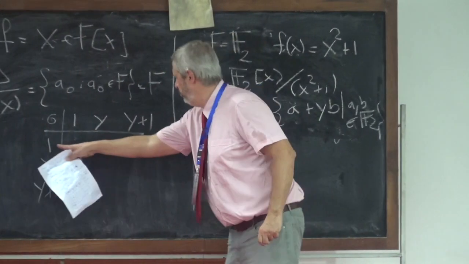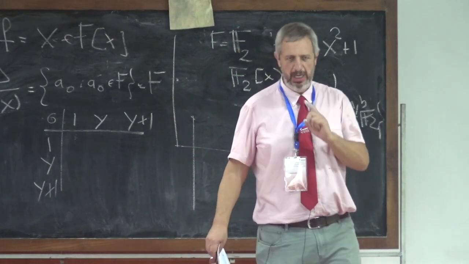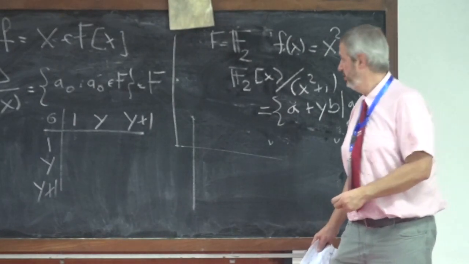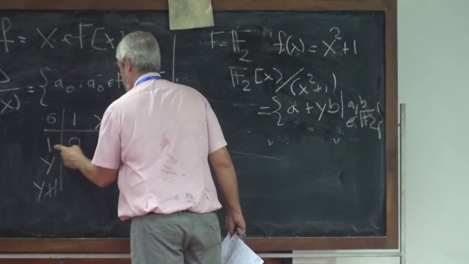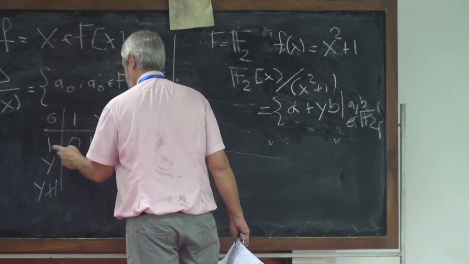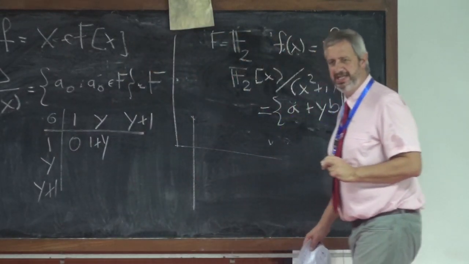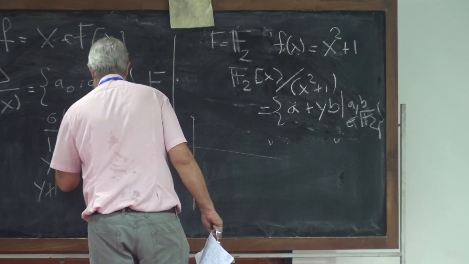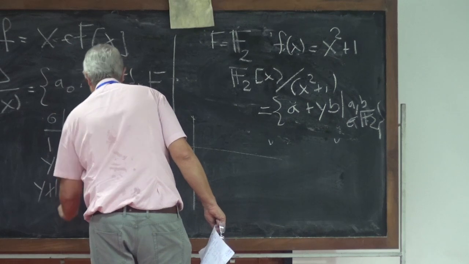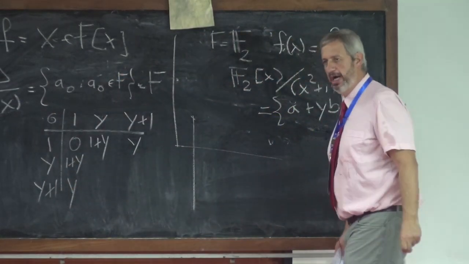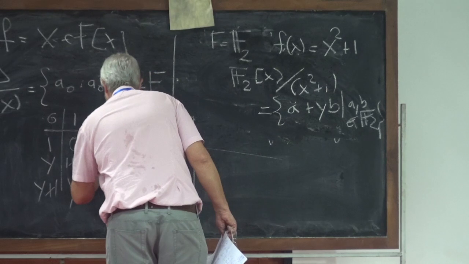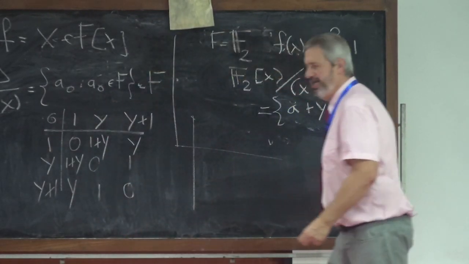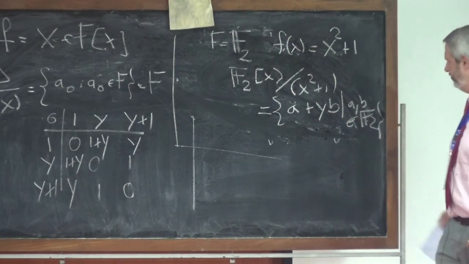And so if I do 1 plus 1, that is the sum in F2, right? So 1 plus 1 is 2 modulo 2, which is 0. So y plus 1 is y plus 1. 1 plus y plus 1 is y. And so this is commutative. And y plus y is 2y, but 2 is 0, so this is 0. And this is also 0. And this is 1, and this is 1. So this is the addition table of this ring.